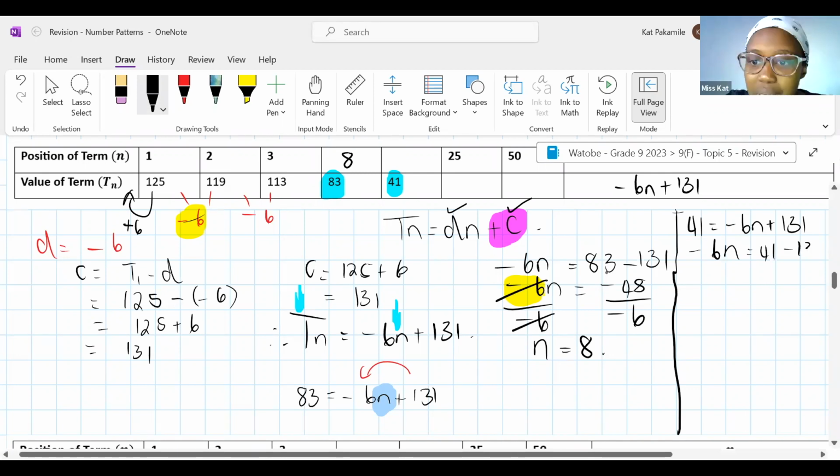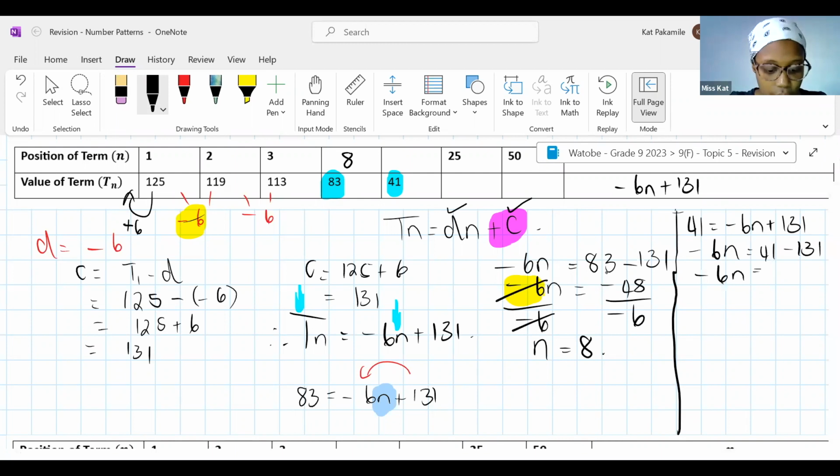So negative 6n will be, how much is that? 41 minus 131, negative 90. Then we divide both sides by negative 6 to get rid of it. These divide into each other. So n will be equal to, what position will 41 be? Thank you, Amahle. 15. So in position 15, we have the term 41. I hope you guys understand.